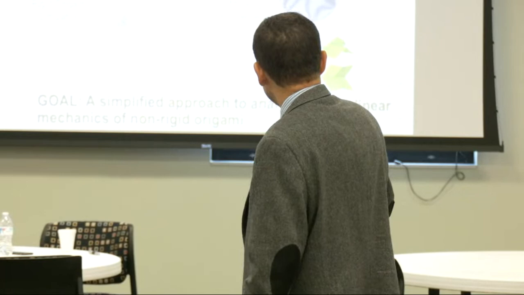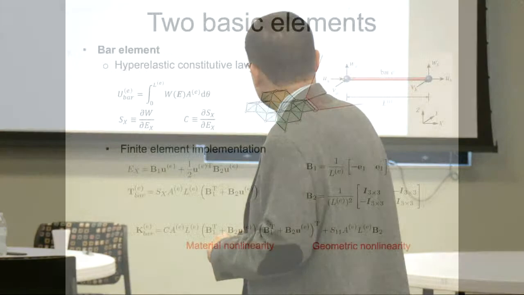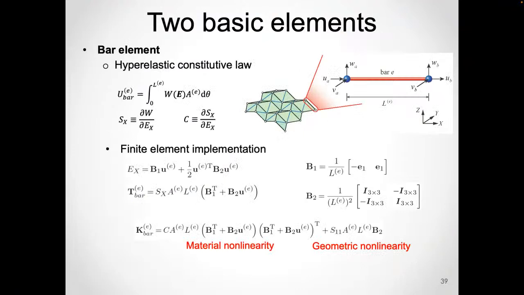And then we try to generalize these ideas and develop this method with just two basic elements. One is the bar element, and we use a hyperelastic constitutive model. And here is the strain energy density. But since this is 1D, instead of working with tensors, everything will be scalars. Then I take one derivative of the energy function with respect to the strains and get the stress, another derivative, and I get the tangent modulus. This gives me all the information that I need to build my B matrix, my finite element method, the strains, the internal forces, and the stiffness, considering both material and geometric nonlinearities.